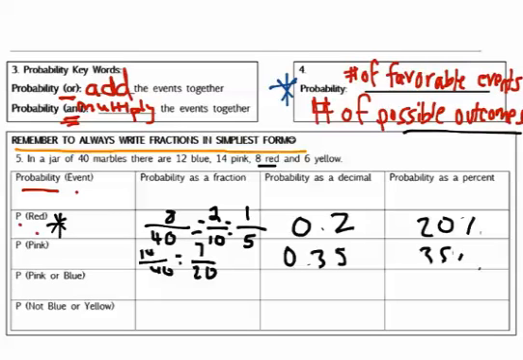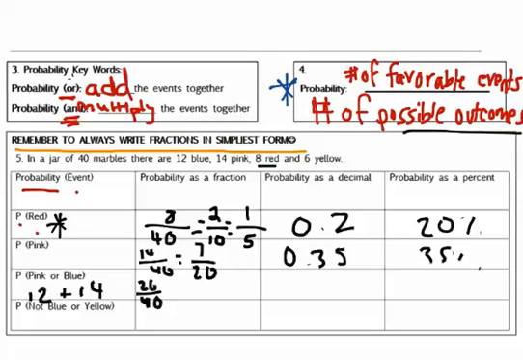All right, the next one says probability of picking a pink or a blue. So when we see that word or, we know we are going to add. All right, so we're going to add pink and blue. How many pink do we have? 12. How many blue do we have? Oh, I'm sorry. We have 12 blue and we have 14 pink. There we go. Okay, so we add up the 2 and we should get 26 pink or blue over 40.